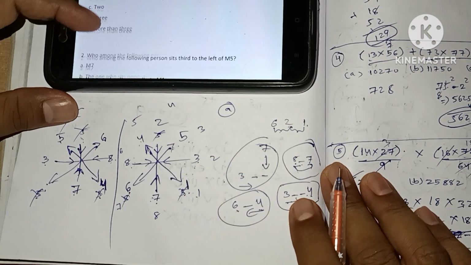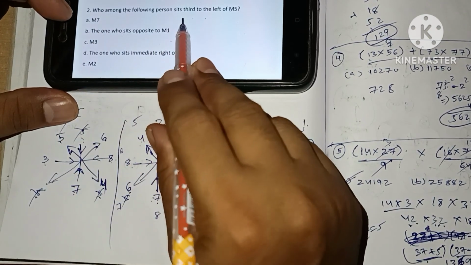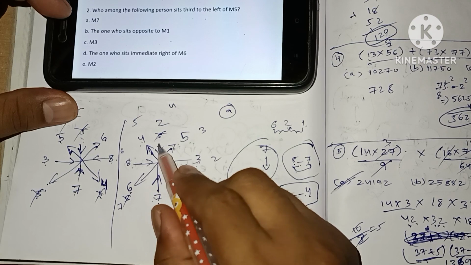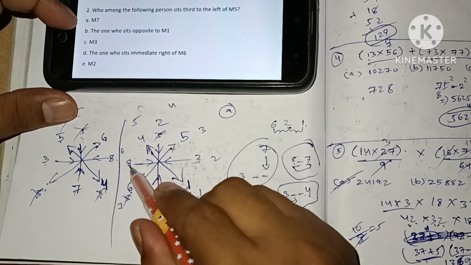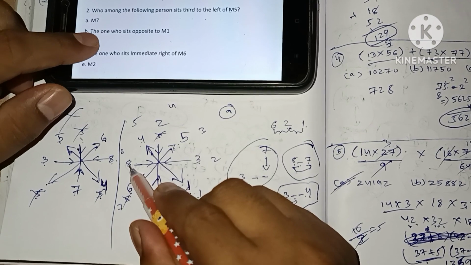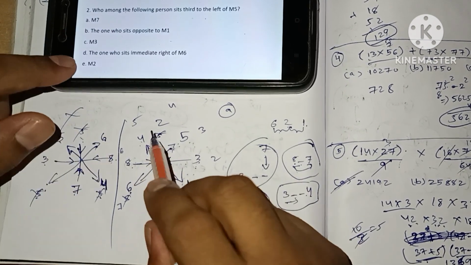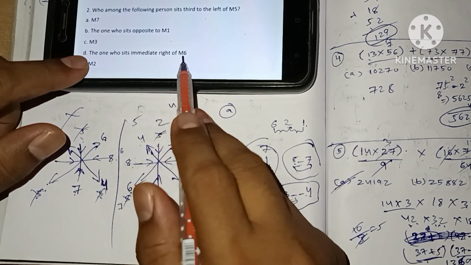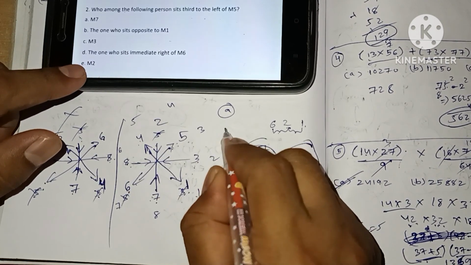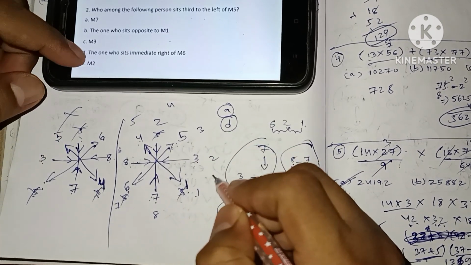Next, second question, who among the following persons sits third to the left of 5? Third to the left of 5 is 8. So we need to check B and D options here. The one who sits opposite to 1, no. The one who sits immediate right of 6, yes. So option D is the answer for the second question.